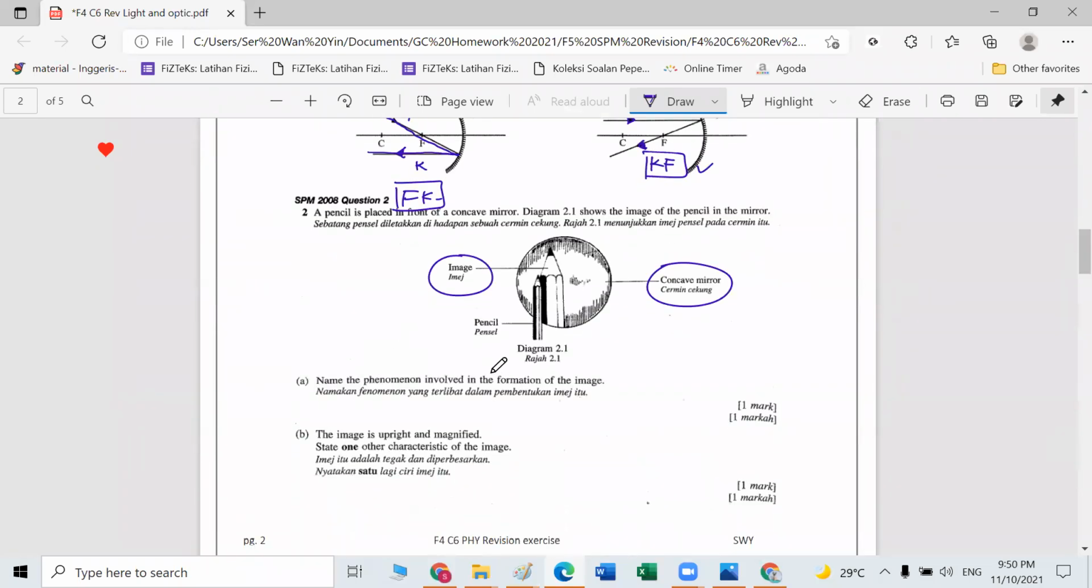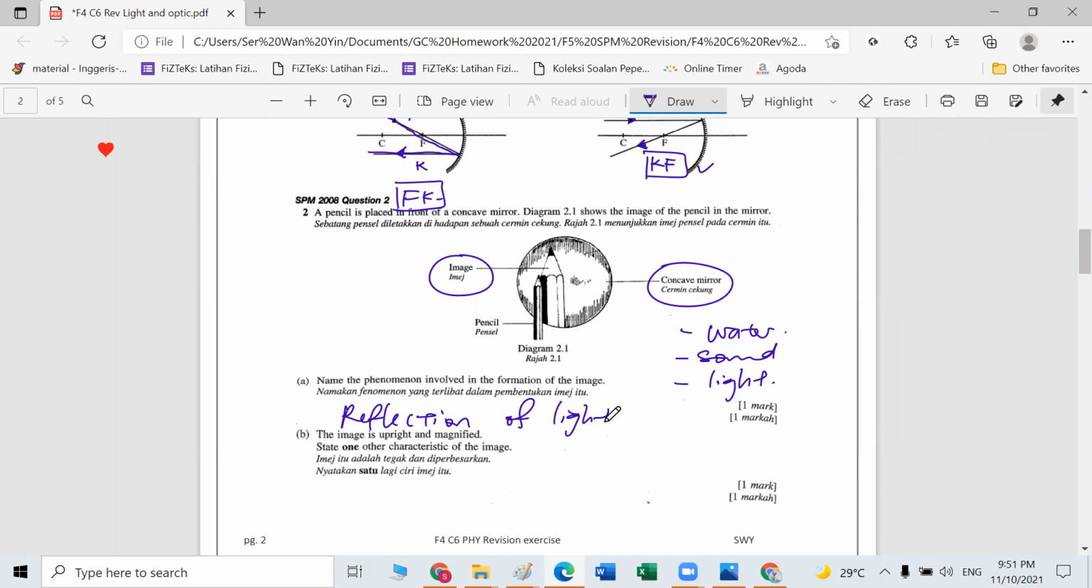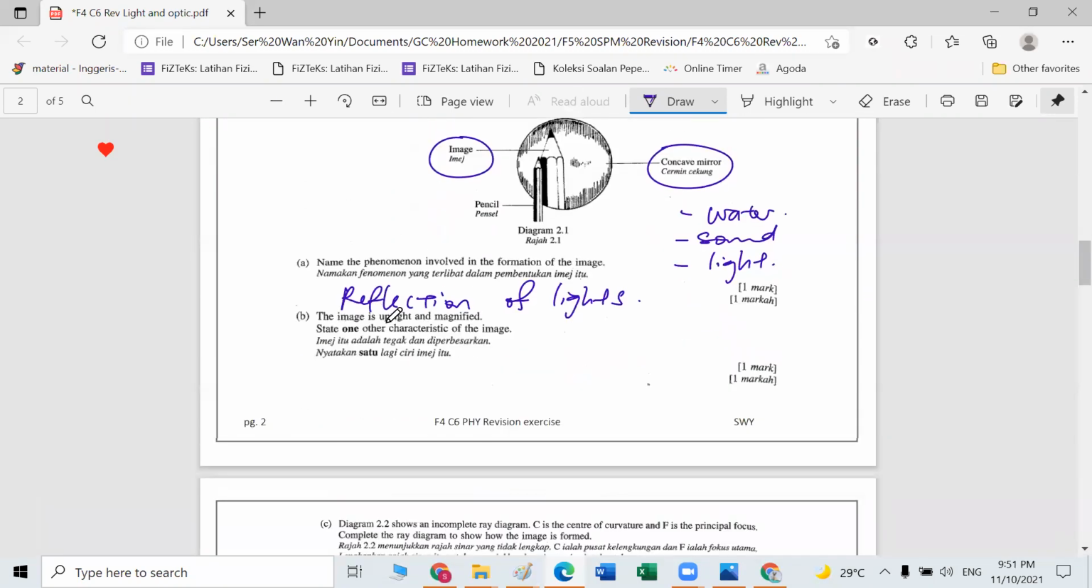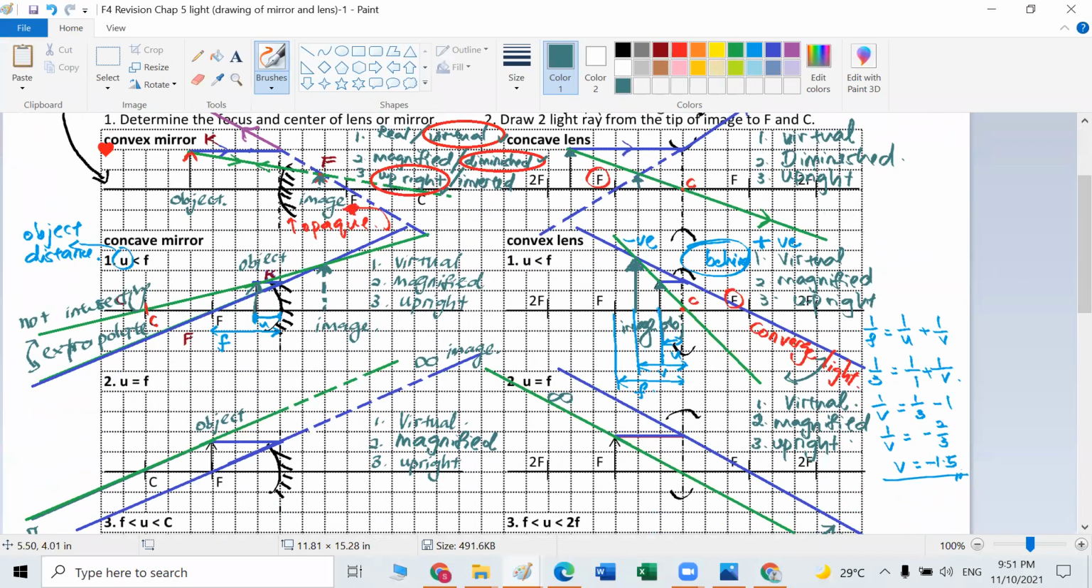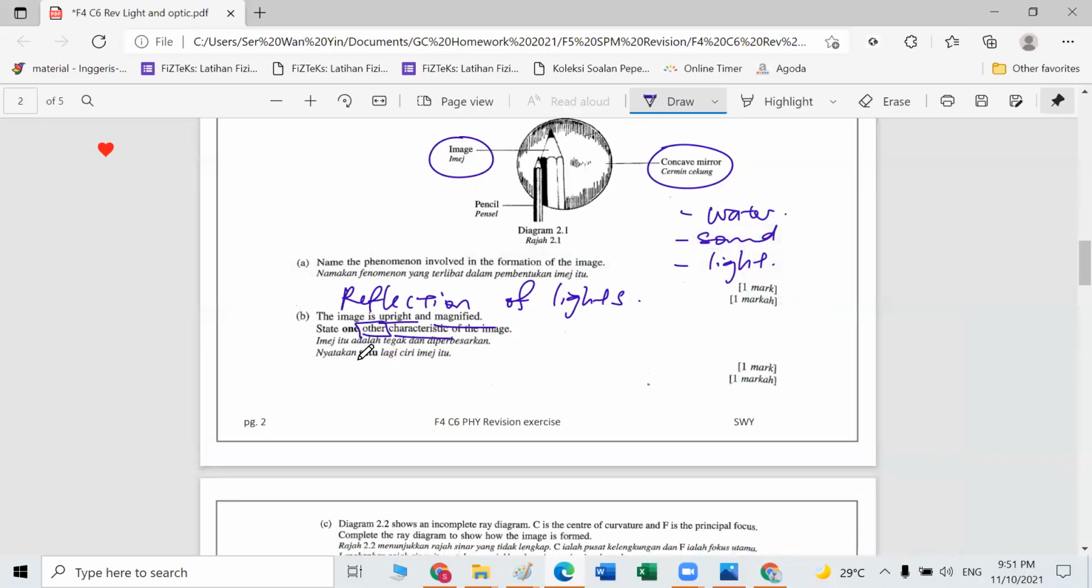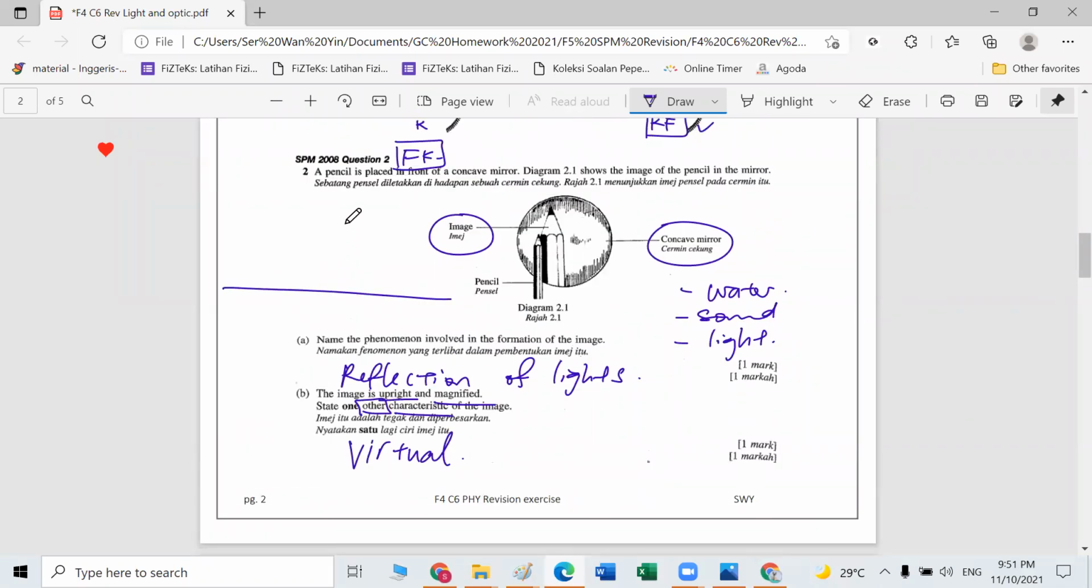So this is name the phenomenon: reflection of. We got reflection of three things: water, sound, and light. So we must tell the reflection of light. The image is upright and magnified. State another characteristic. So obviously it is number 1, magnified, virtual, upright. So it is virtual. If you are not sure, you can draw out lah.